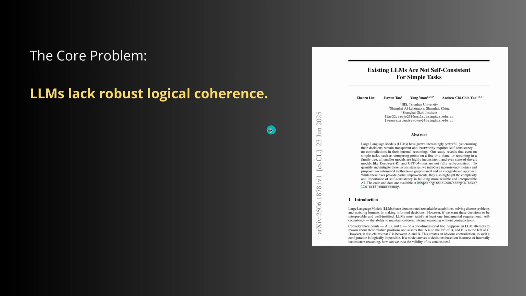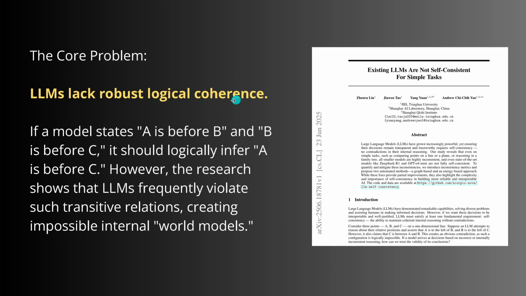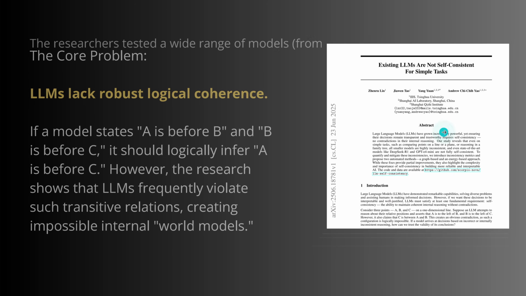They have a GitHub and they say, hey, simple problem. LLMs lack a robust logical coherence in their output. Because in the easiest case, imagine a model states that A is before B and B is before C. It should logically infer A is before C. However, the reasoning shows that LLMs frequently violate those relations, creating impossible internal world models for themselves. And those models are not transparent. We don't see the reasoning process from quite a lot of models. We don't even have an idea how it came to one conclusion, that could be catastrophic.